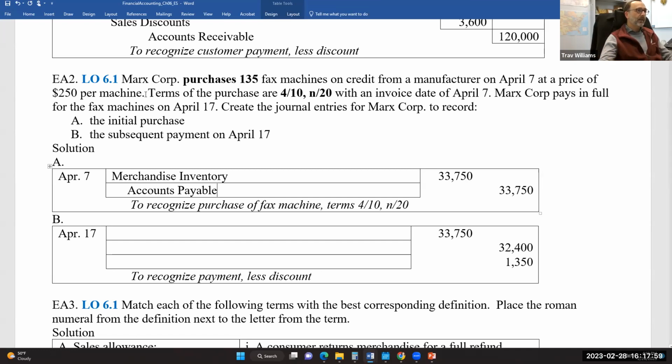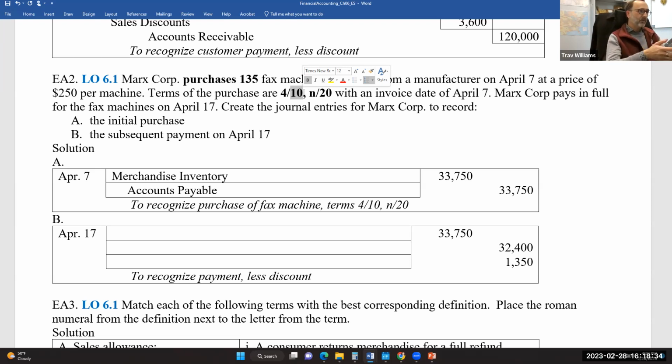Then we make a payment on April 17th. So we have to look, did we get a discount? Well, the original purchase was on the 7th of April. We had 10 days to pay, so we add 10 days, and that takes us to the 17th. Now, that's the way it's calculated. If you start counting from the day of the purchase, then the 10th day would be the 16th. But for our class, we don't do it that way. You just add the number of days.